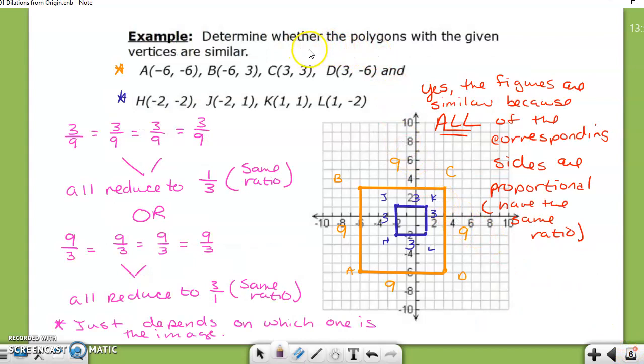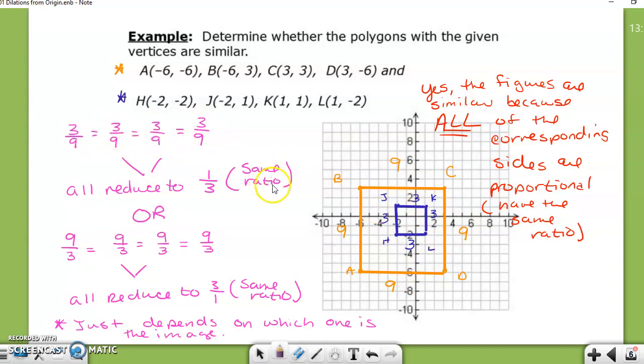Another example to look at. We want to determine whether the polygons with the given vertices are similar. So you can see where I plotted the A, B, C, D, and where I plotted H, I, J, K. I could count these side lengths. And so I set them up.